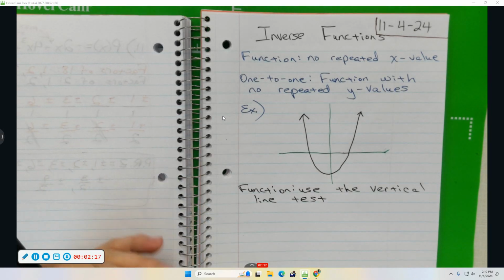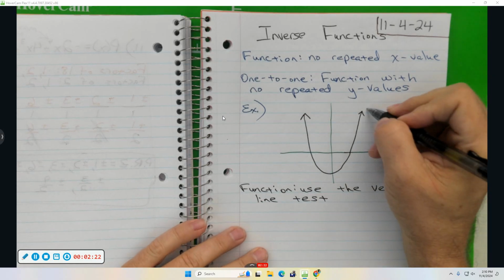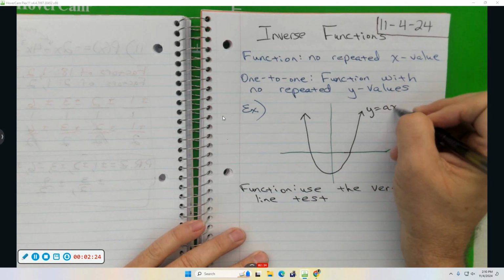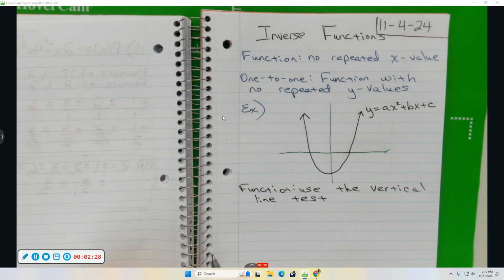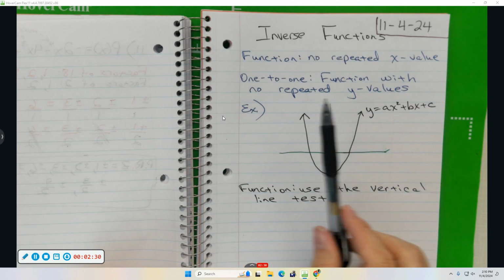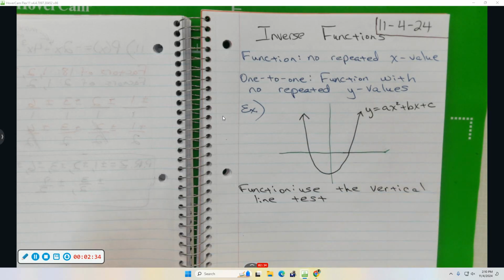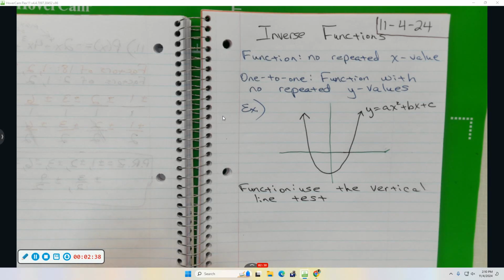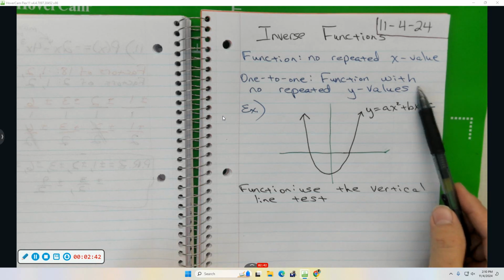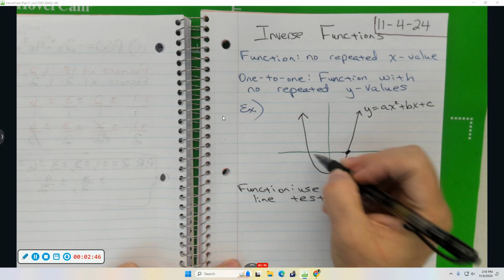Now, we can see with a quadratic function, I'll just label it ax squared plus bx plus c, that it would clearly pass the vertical line test. No matter where you draw that vertical line, it's not going to hit the graph twice. Now, what about being one-to-one? Do we have any repeated y values on this graph? Look at this point and this one.